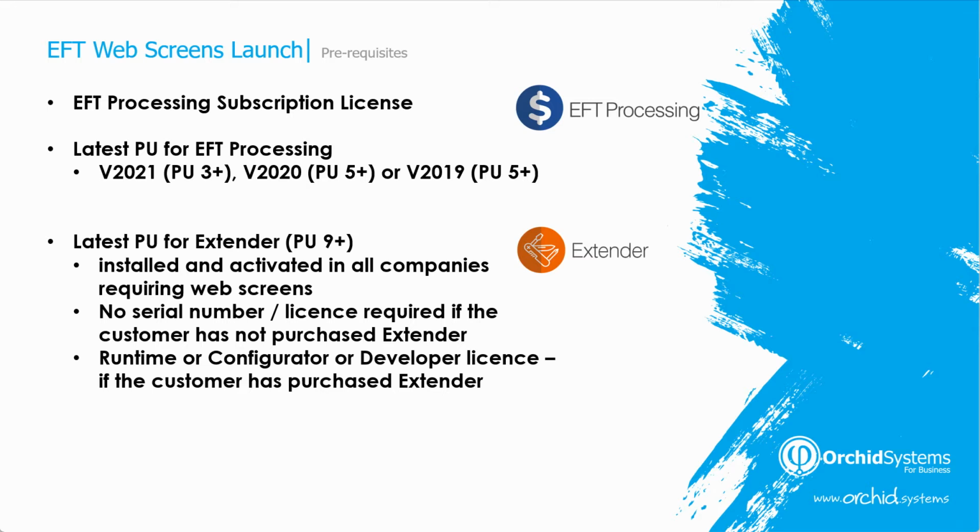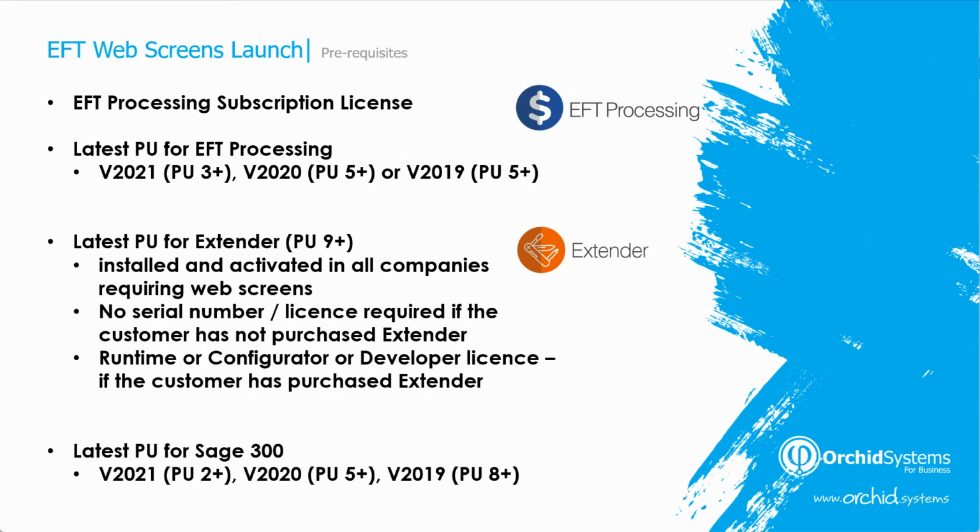The customer does not need a serial number or a license if you only need to use Extender to enable the web screens. But if you have a runtime or configurator or developer license, then as long as you have Extender activated in the appropriate company and you have a subscription license for EFT processing, you are able to use the web screens. And you need to be on the latest PU for Sage 300. That is version 2021, PU 2 and above, version 2020, PU 5 and above, and version 2019, PU 8 and above.